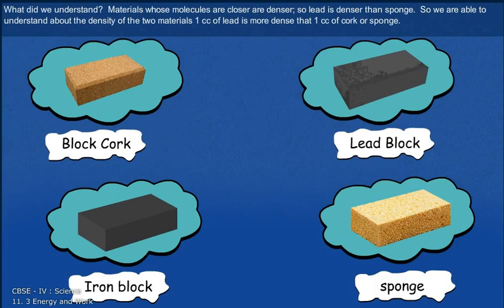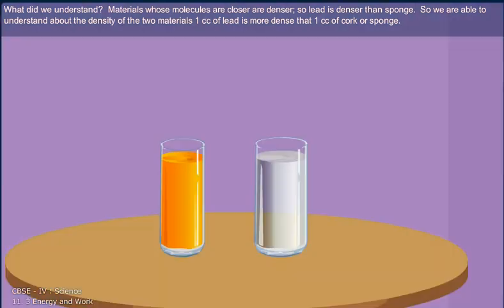What did we understand? Materials whose molecules are closer are denser. So, we are able to understand about the density of the two materials. 1 cc of lead is more dense than 1 cc of cork or sponge.